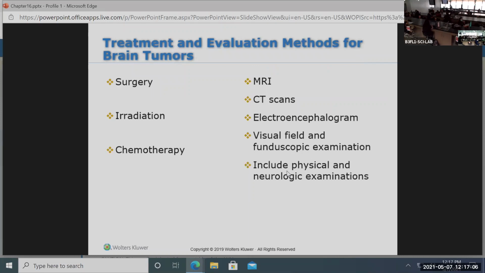For treatment, there is surgery, irradiation, chemotherapy. For diagnosis, perform MRI, CT scan, and electroencephalogram, or visual field testing to see what is going on. Is there any pressure effect on the optic nerve or not? Include physical and neurological examination.